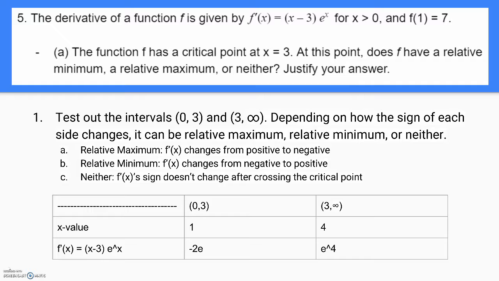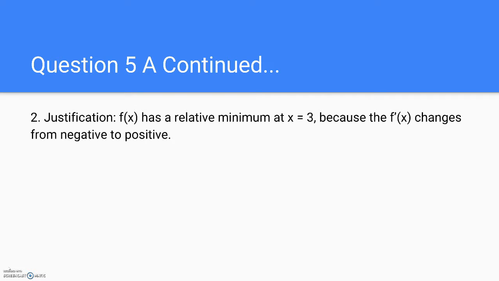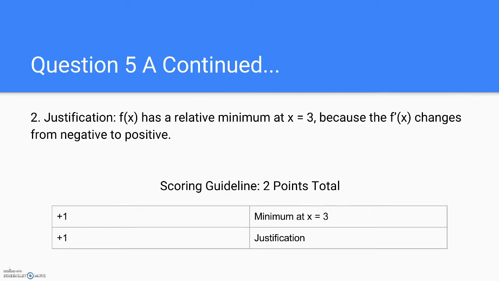So you see that it changes from negative to positive when it crosses 3. So when x equals 3, it will be a relative minimum. So your justification would be f of x has a relative minimum at x equals 3 because f prime of x changes from negative to positive. So this is the scoring breakdown, so it's 2 points total. Plus 1 for stating that the minimum is at x equals 3, and another point for justifying it.